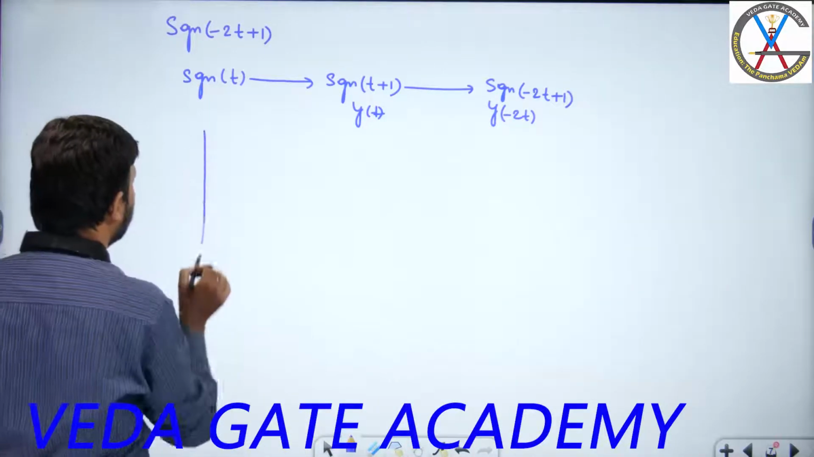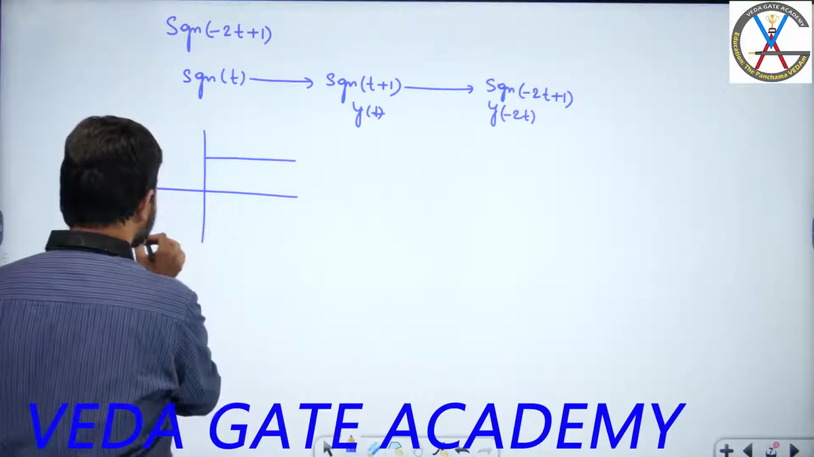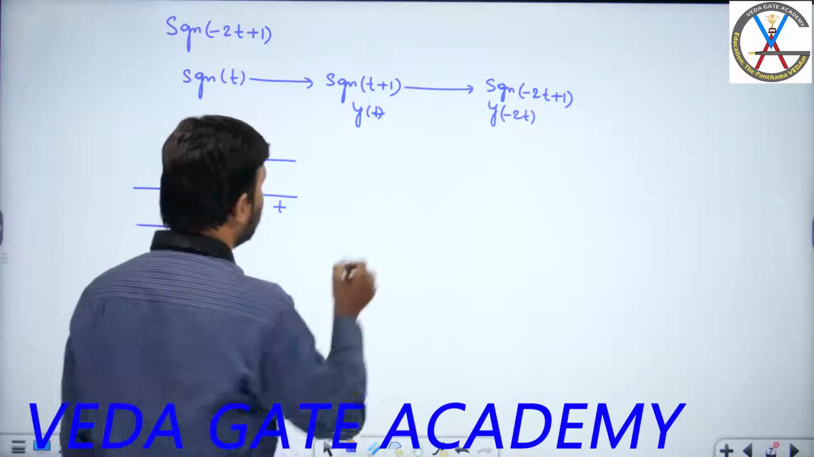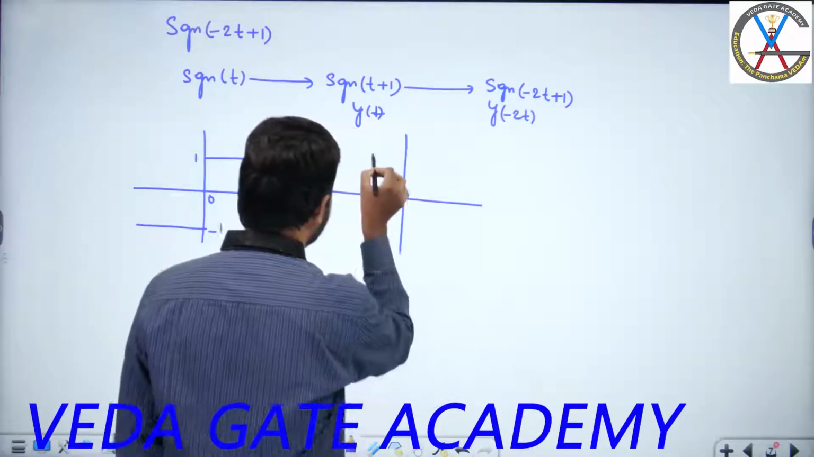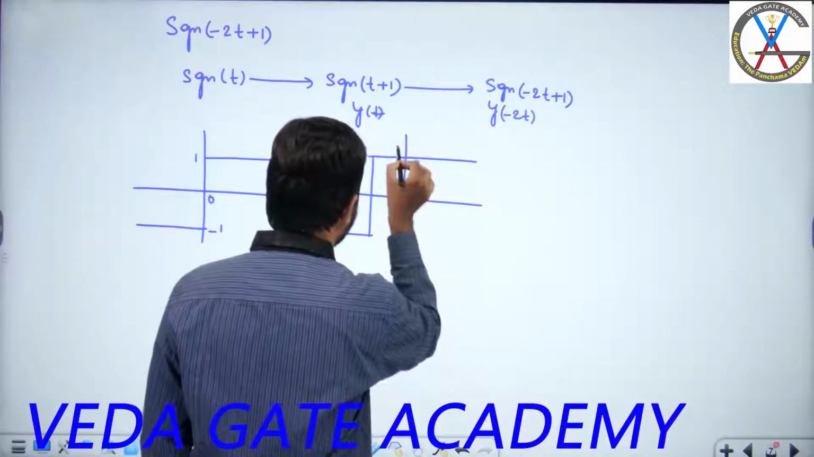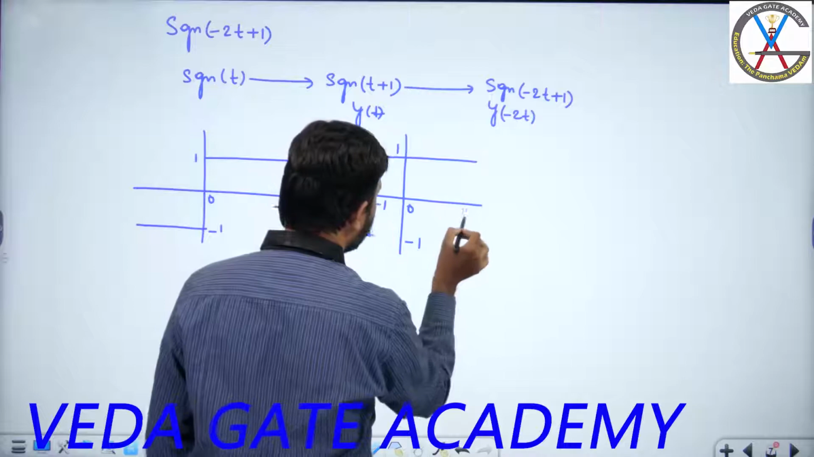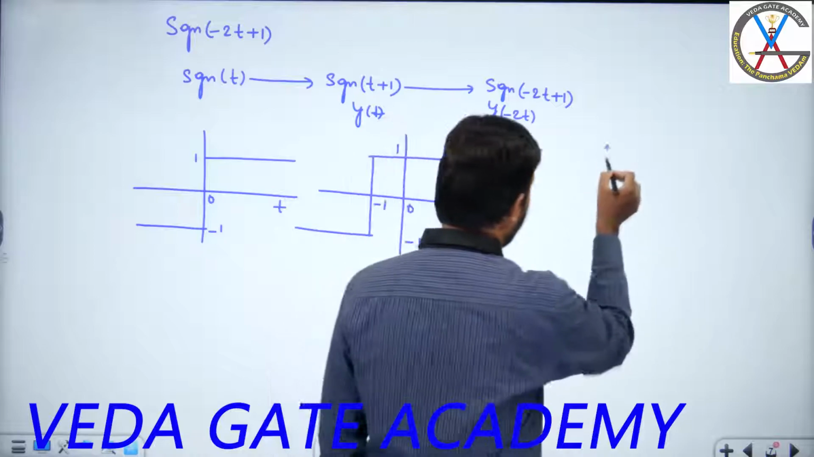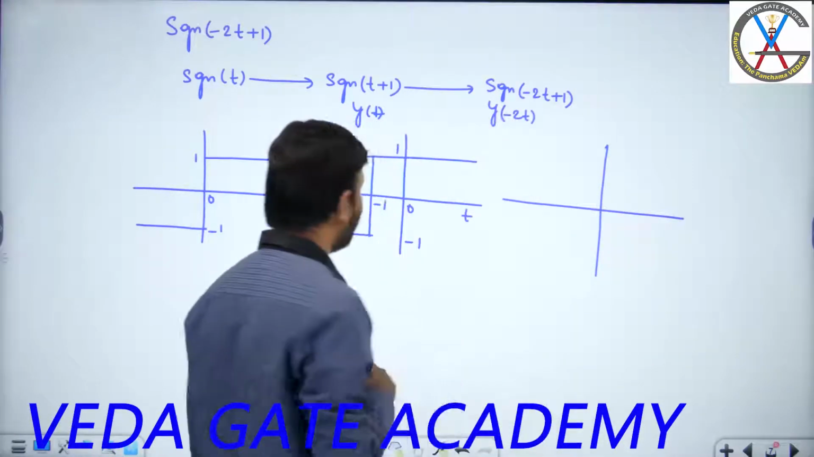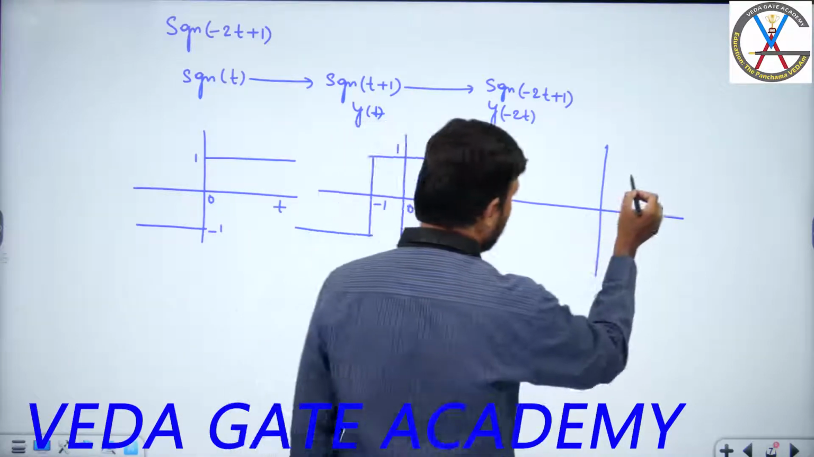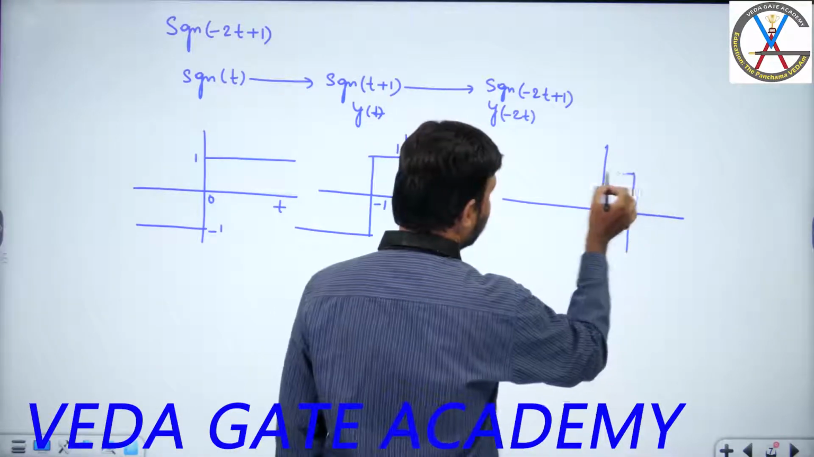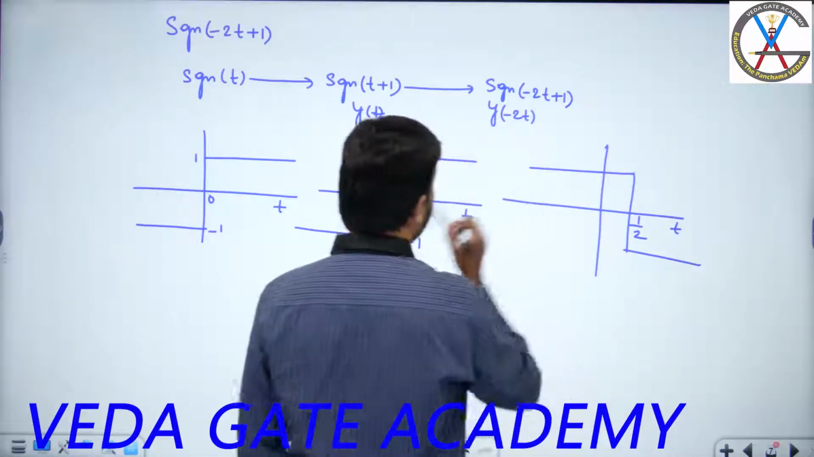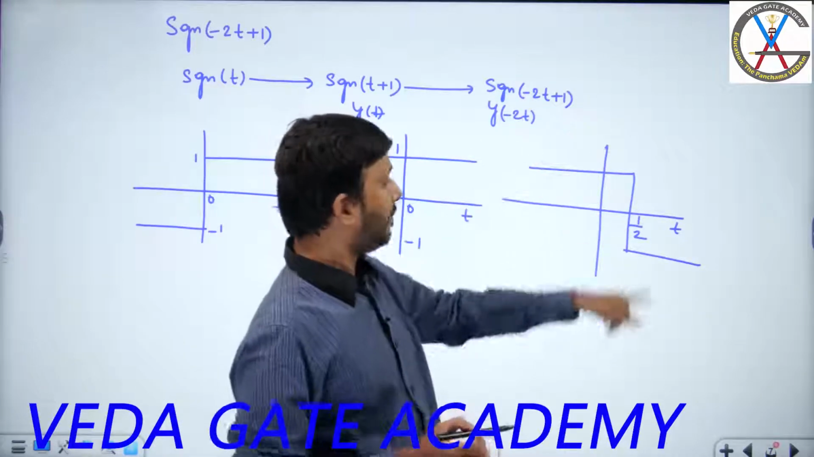Observe here. Signum t is there with you. This is signum t. Signum of t plus 1 could be the advanced version of signum t by 1 unit. This is the advanced version. Now you have to scale this by -2. Scale this by -2 means what will happen? See, you have to scale and you have to take the reversal. So it will come something like this. And this will become 1/2. This is nothing but signum of -2t plus 1.